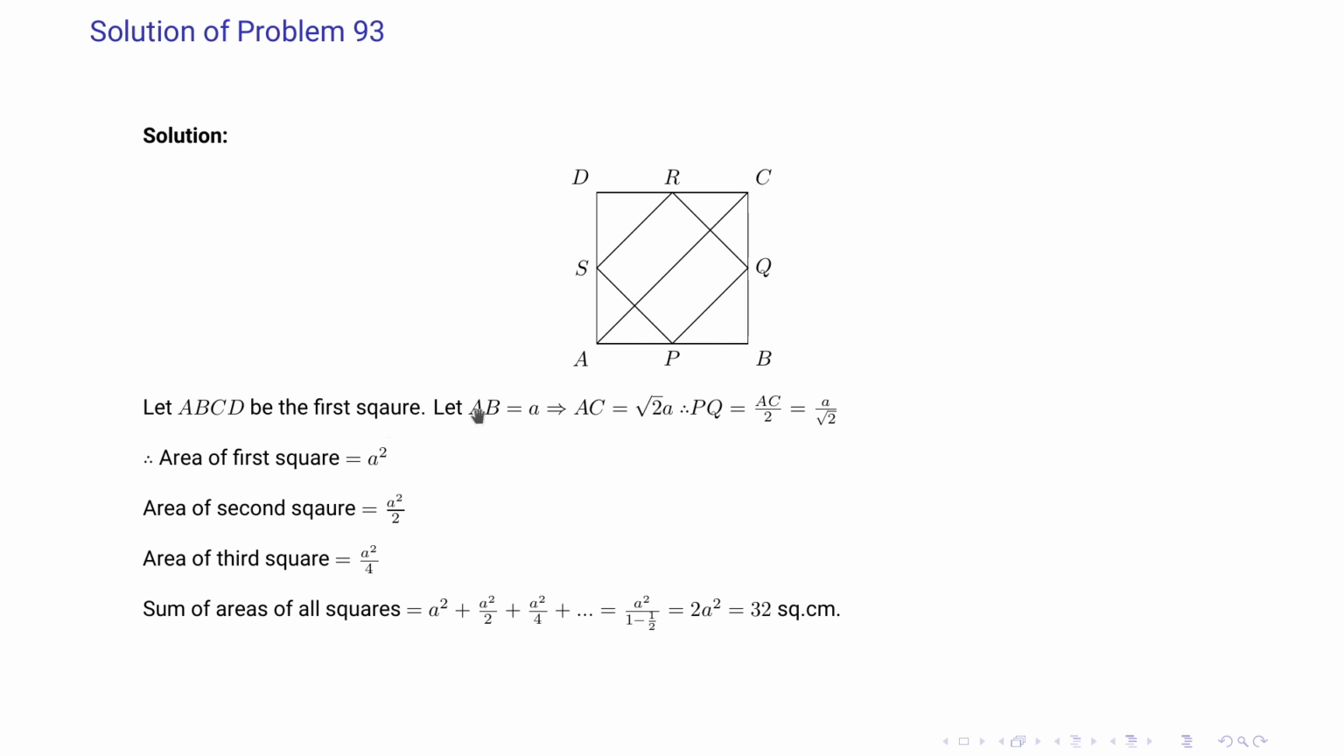Now we consider the first square. In this case, AC would be square root of 2 A, where A is the length of each side. So PQ would be half of that, that is A by square root of 2. So the area of the first square would be A square, the area of the second square would be A square by 2, because PQ is A by square root of 2. Similarly, the area of the third square would be A square by 4. So we add all that to infinity and we get the final sum as 2A square, which would be 32 square centimeter, because our A is 4 centimeter.